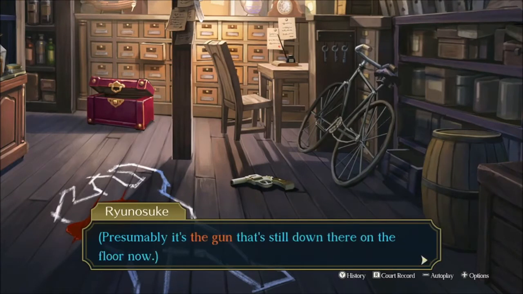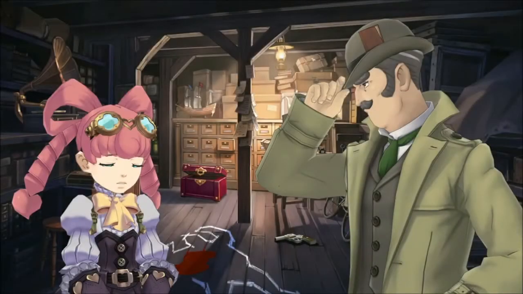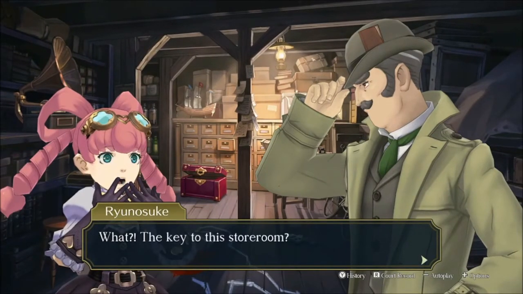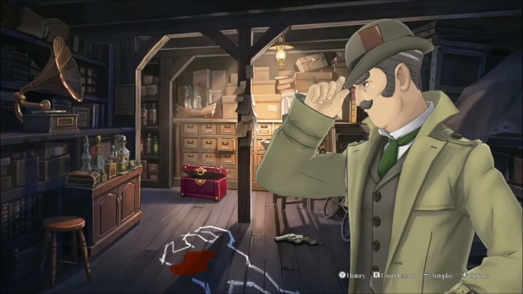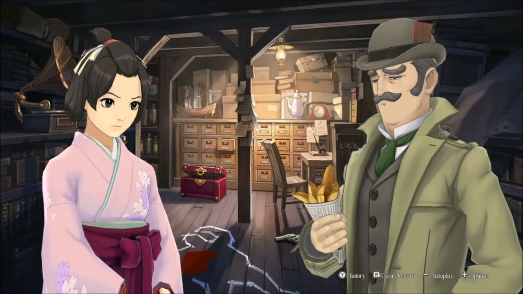Like, if she and the victim were attacking each other at the same time, I don't think that's possible because they were found too far apart, right? So the culprit must have knocked Gina out and then framed her by putting the key in her pocket and putting the gun in her hand. So maybe it was just terrible timing on her part that she entered the storeroom when she did.